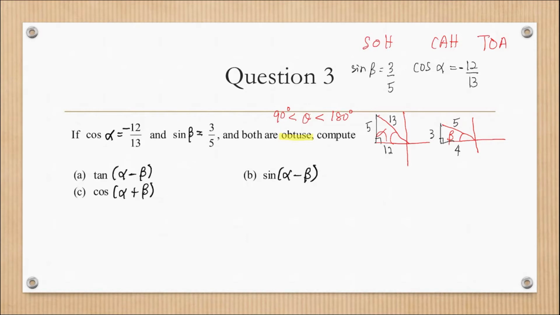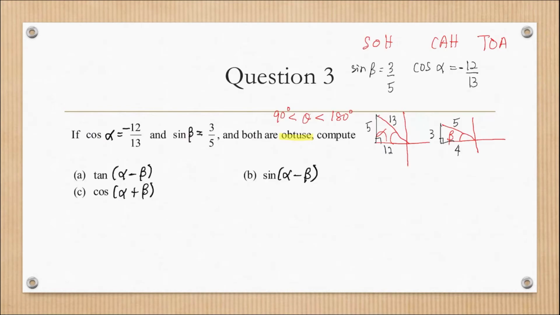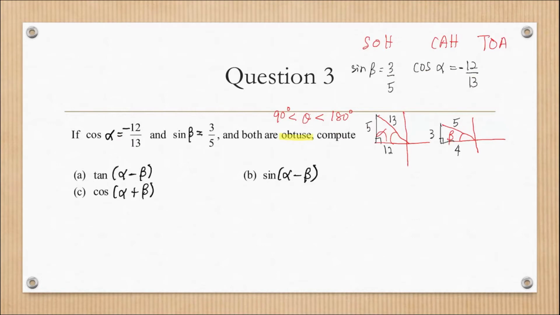Okay, so let's proceed with question A, tangent alpha minus beta. So we are going to use the rule of compound angle. So tangent alpha minus tangent beta over 1 plus tangent alpha tangent beta. So let's go back to the triangle. We have cos alpha. So you need to find what is sin alpha and tangent alpha.